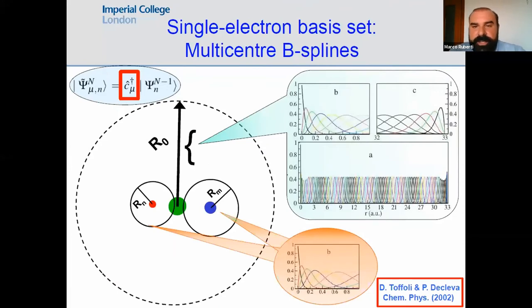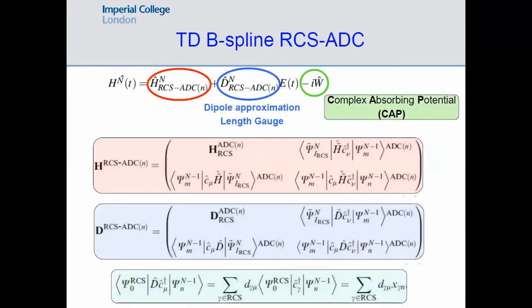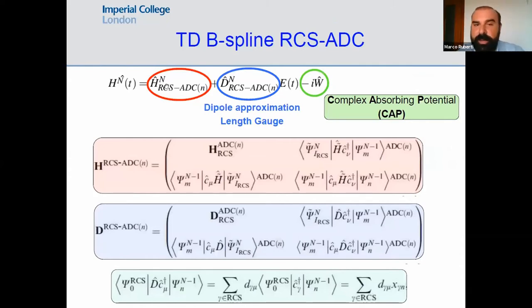And to these states is attached a single-particle basis set, which is expanded in B-splines. For instance, the multi-center B-spline basis developed by Professor Decleva and Toffoli over the years, which allows one to describe the oscillations of the electron in the continuum up to a certain maximum distance from the molecular center, which is determined eventually by the size of the box we use in the numerical simulations. And once we have decided our ansatz for the wave function, then we can compute the Hamiltonian matrix and the dipole matrices of the many-electron system.